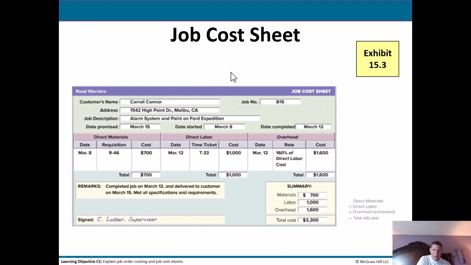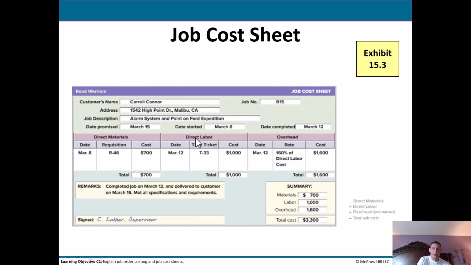Every company has their own version of this, but this just gives you an idea as to what some of the pertinent information would be on this. So obviously the customer's name and address, right? The job description, the date they promised it, the date they started it, the date they completed it, and obviously the job number here, B15. And then you notice again these three categories, right?